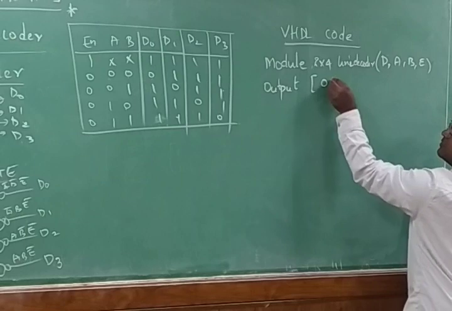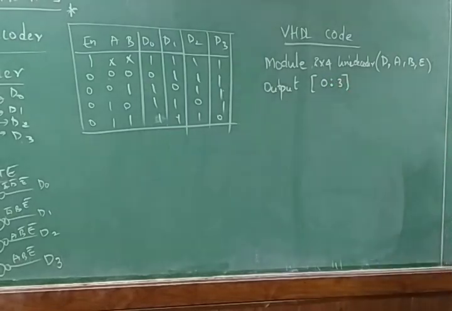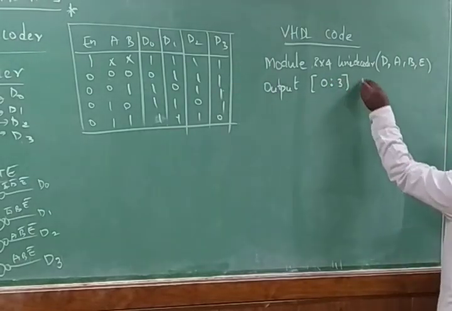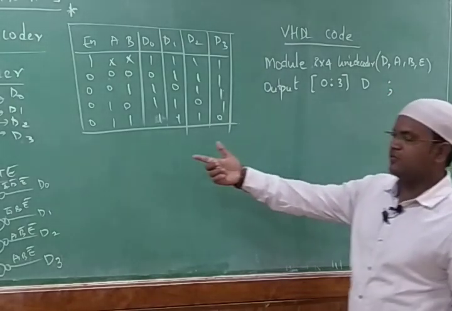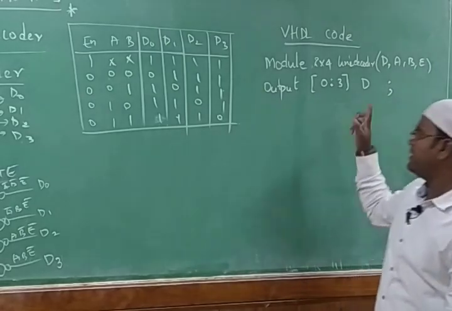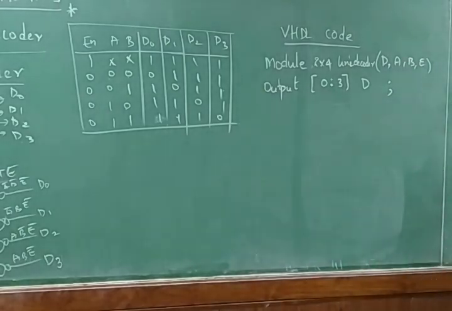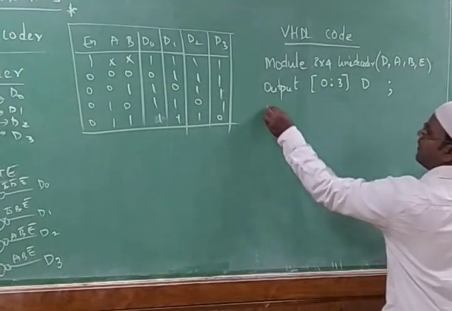Output is an array of 0 to 3, right? So what is a 0 to 3 array? It's D. So this is the way we'll write output, because it's an array. So arrays are what? D0 to D3. So that would be written in the form of 0 to 3, like that we'll write. We got the output. Now what are the input values?